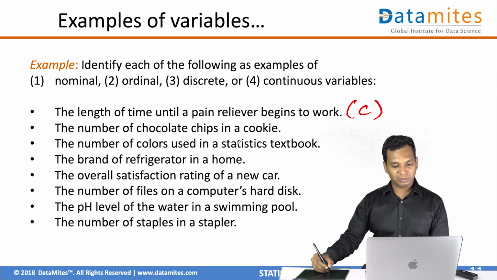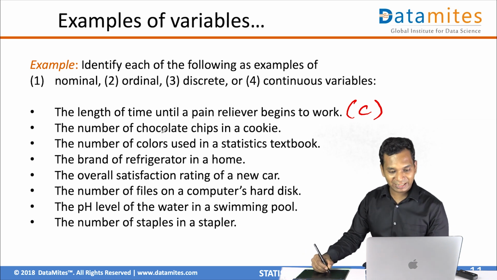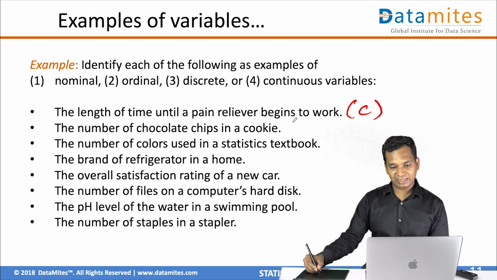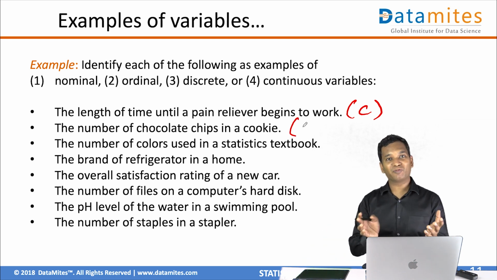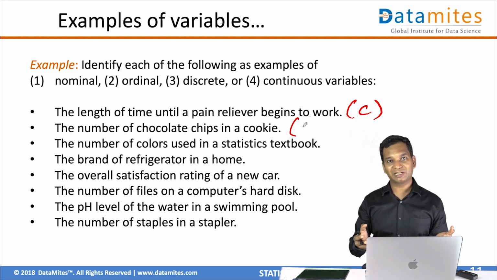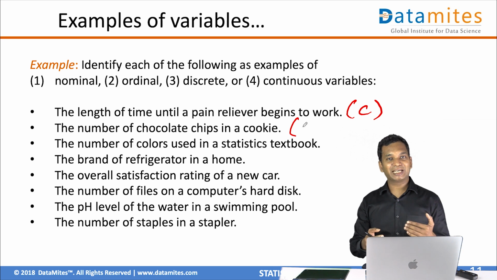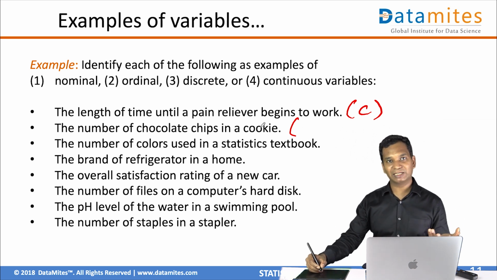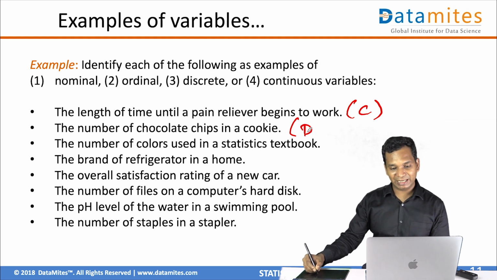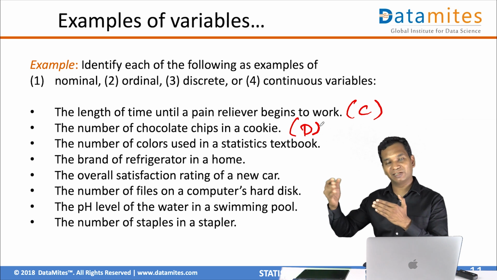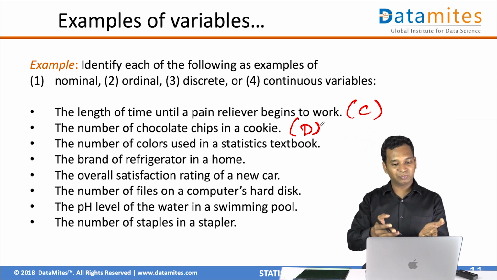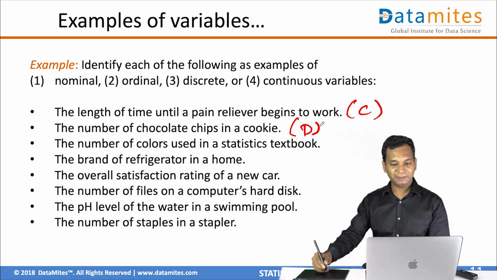The second one, the number of chocolate chips in a cookie. You're talking about how many chips are in the cookie, which is quantitative. And then it can only have 1, 2, 3, 4. It cannot have fractions or decimals. It cannot have all the numbers. So it is discrete data. It is quantitative, but it can have only certain values, which is actually integer values in this case. So it's discrete data.